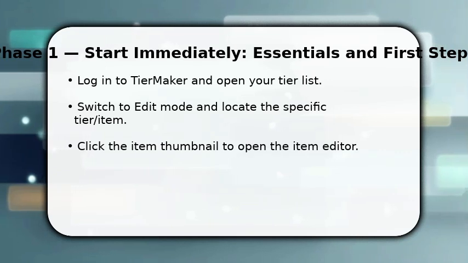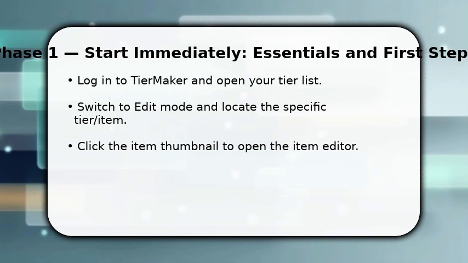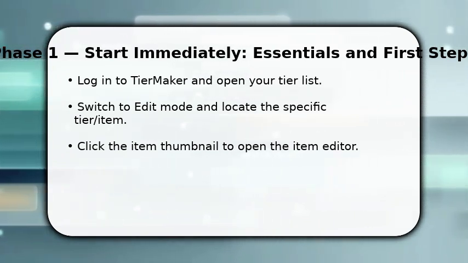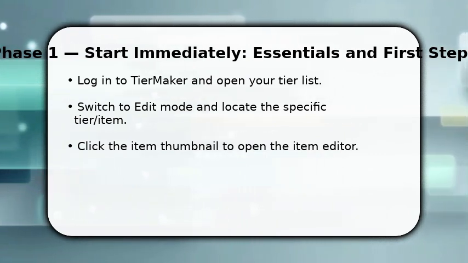You start by opening the tier list you want to edit. Make sure you are signed in. Once done, switch to edit mode and find the exact tier and item that contains the image you want removed. Click that item's thumbnail to open the item editor pane. This reveals the controls for that card.